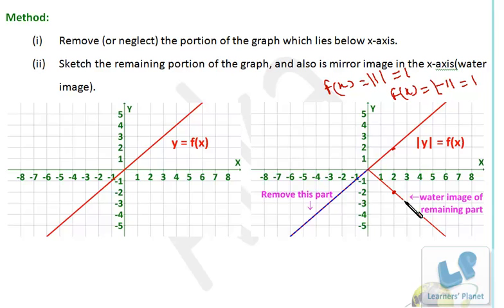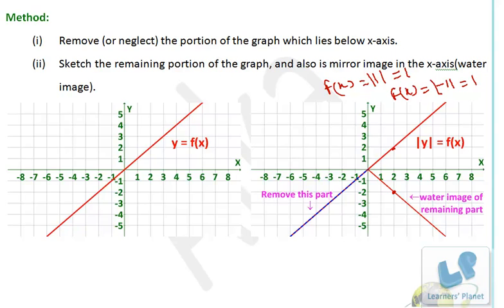So whether y is negative or positive, it doesn't matter, we will get the same graph, right? So what we have to do precisely, first of all, we have to remove the part that is in the third quadrant, or we can say negative of x. Then we retain the remaining graph and take the water image of that graph. So the graph of modulus of y is equal to f(x) we will be getting, right?